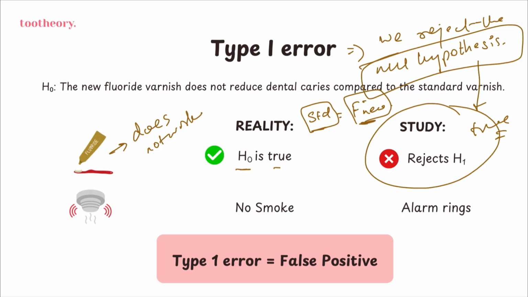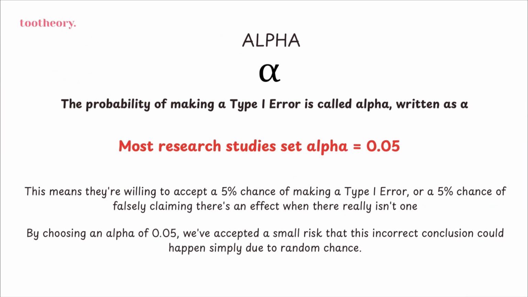All right, so let's look at alpha, which is another term linked to type 1 error, and you're going to see it. Although we're going to cover it in further videos, it's important to know the correlation between alpha and type 1 error. So, how often are researchers willing to make this mistake? That is what alpha is all about. The probability of making a type 1 error is what alpha is, right? So, alpha is simply the probability of making a type 1 error.